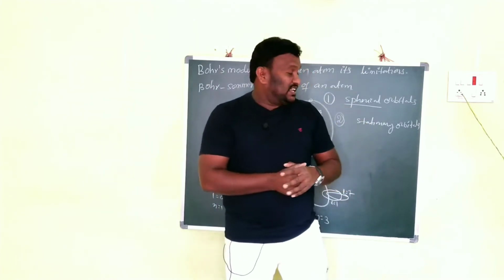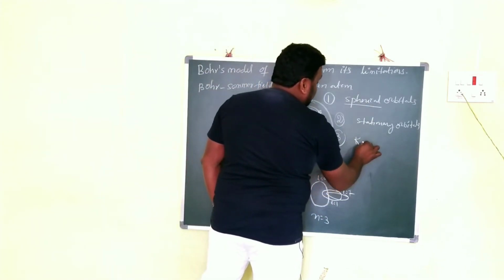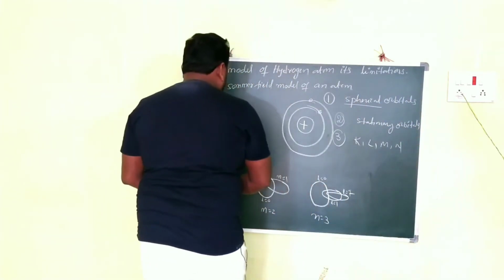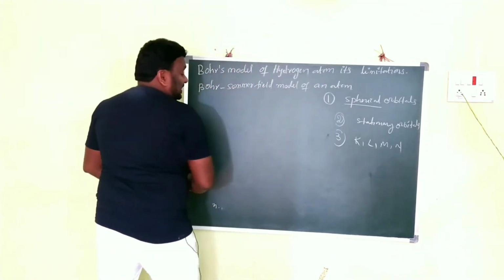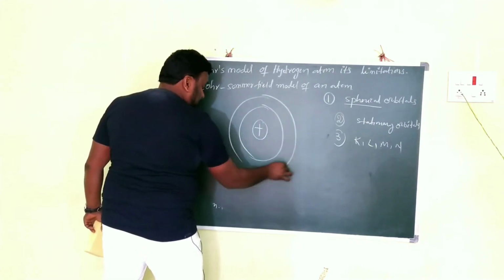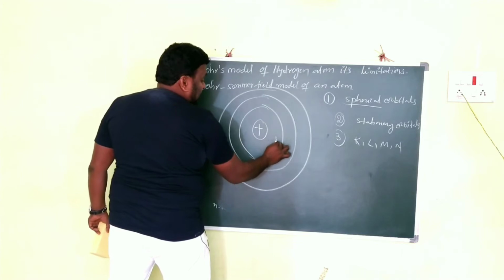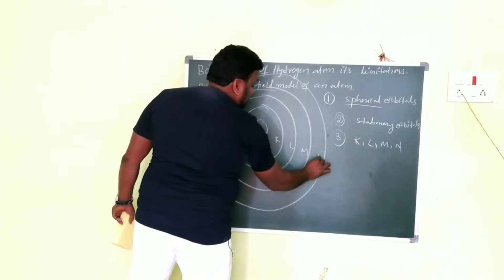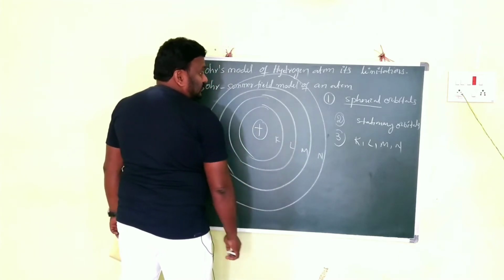Okay children, and he gave names to those particular orbits: K, L, M, N. So he gave names like this. This is the nucleus. Around the nucleus we have some particular shells. He named them like this: K, L, M, and if you take this one, it is N. K, L, M, N.